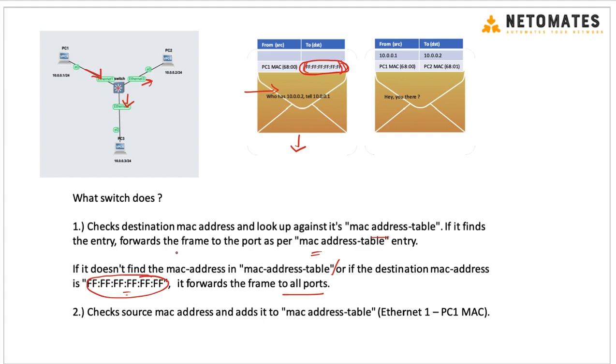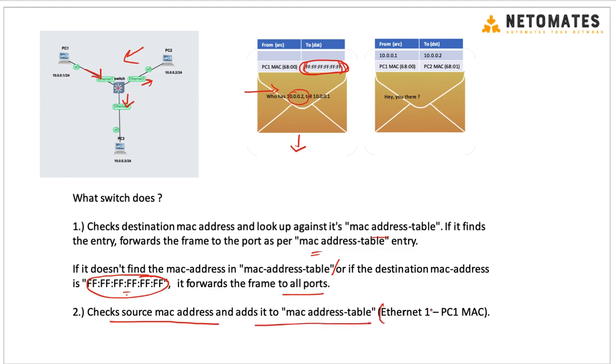Okay, so the ARP request will go to PC3 and PC2, and for this particular request only PC2 will respond because it has 10002. Then it will respond back. Once it comes to the switch, the switch will learn from the packet, which has the source MAC address of PC2, that PC2 is behind Ethernet 3. First it will add that. So it checks the source MAC address and adds it into the MAC address table.